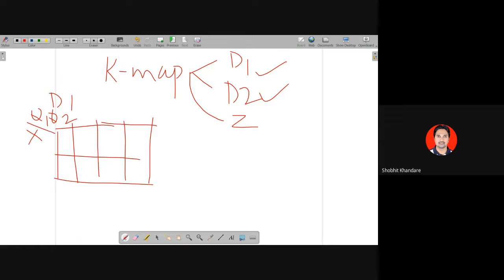They are the outputs of the D flip-flops. So we have to see the outputs of both the flip-flops, so it is Q1 and Q2. Now, if I want the K map for D1, tell me which particular column you will use.